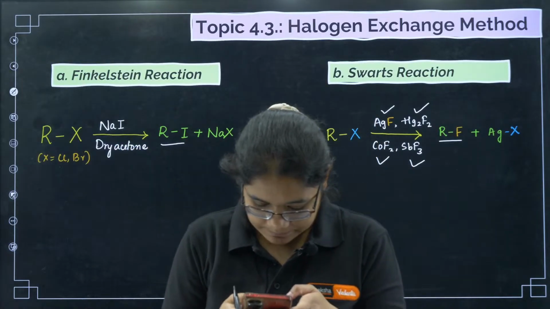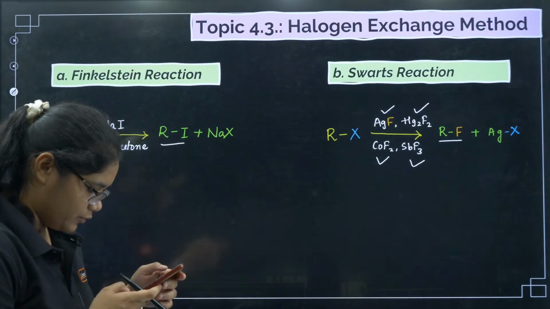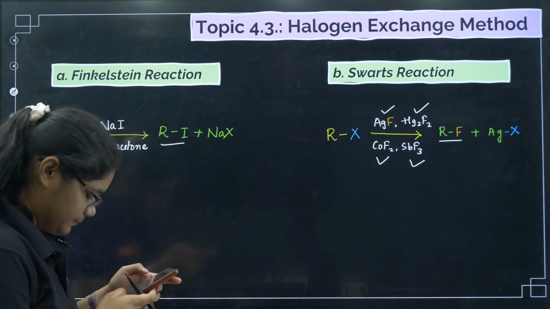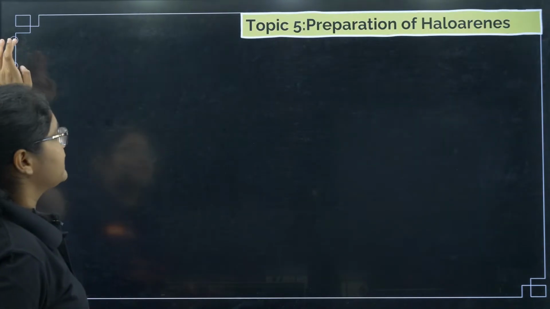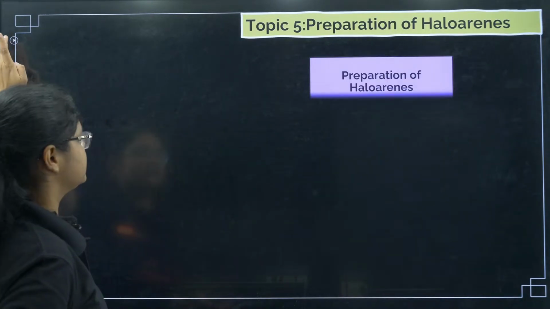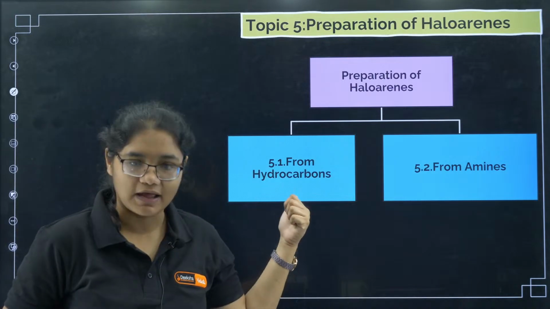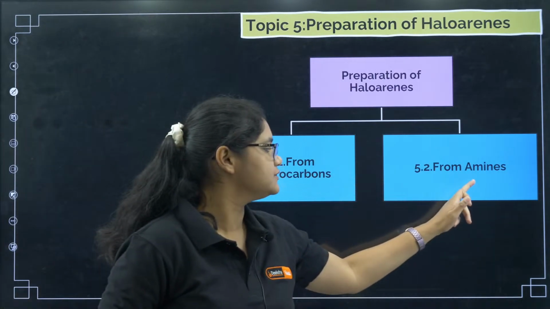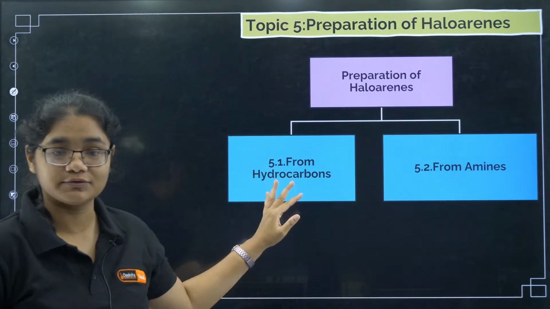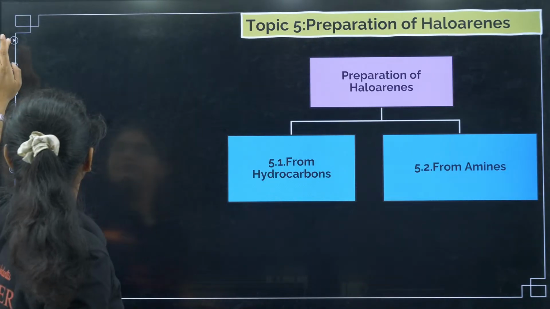Okay, clear? All of you are clear with this? Okay, next. So this is the preparation of haloalkanes. Now let's see how we can prepare haloarenes. For preparation of haloarenes, first is using hydrocarbons, second one is using amines. How can we do that?